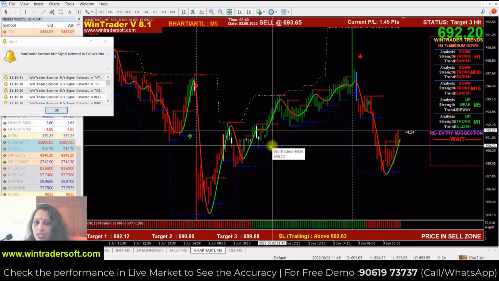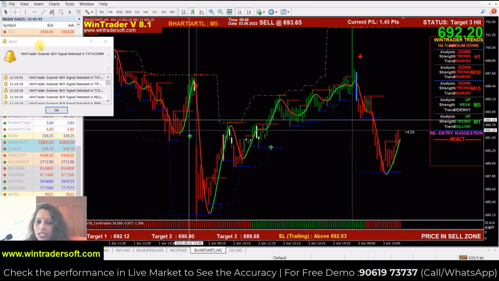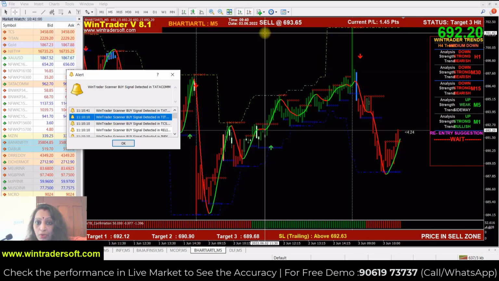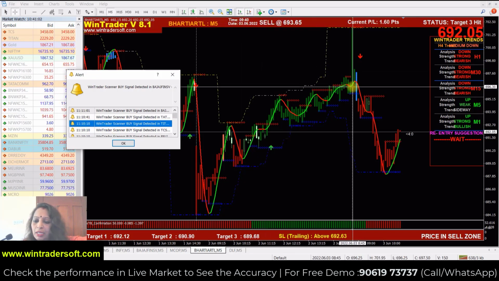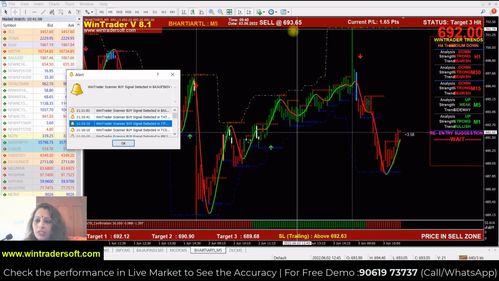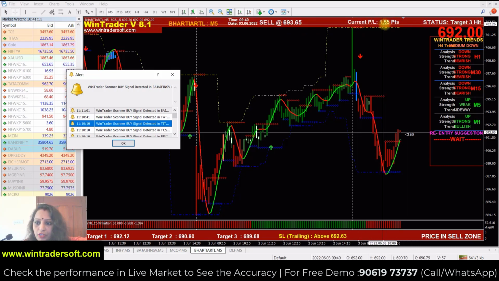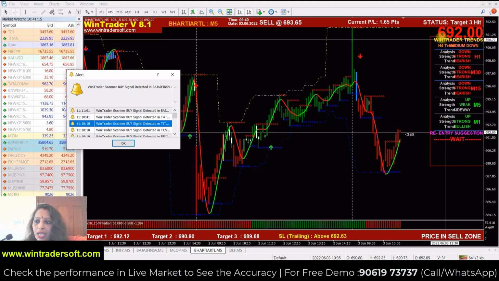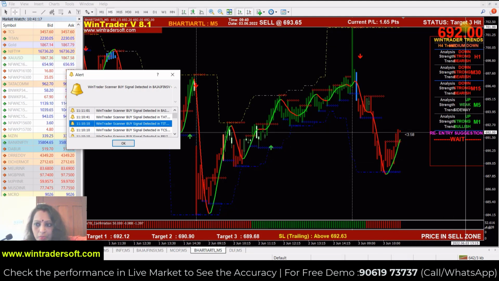Whenever the software generates a signal, at the same time the alert message will come with a sound effect. In that alert message, we'll get the entry point, at what level you have to buy and sell. The same details also display in the above dashboard. In DBAAA, we got the sell signal at 940, and the price is 693.65, and currently you can see the profit and loss is 1.65 points. Currently the market is slightly going up, and you can see in the status all targets have been achieved.